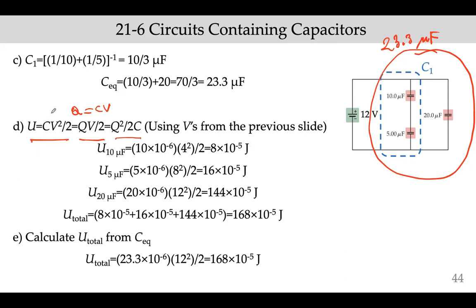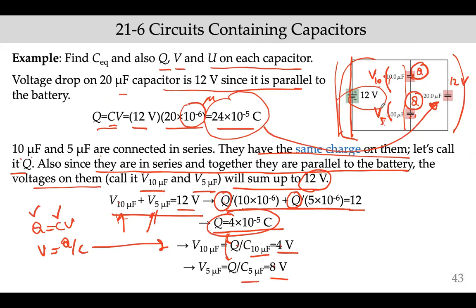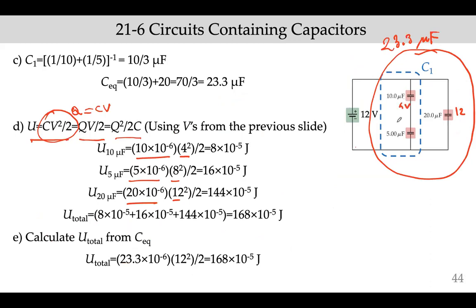Now, in this calculation, I will use the first form. For each one, you write the C values and then the voltages on each one. On this one, the voltage was 12 because it's parallel to the battery. For the other ones, the top one was 4 volts and the bottom one was 8 volts. You take the square of the voltages because in the formula there's a square, and finally divide by 2, and you will find the energy stored in each capacitor.